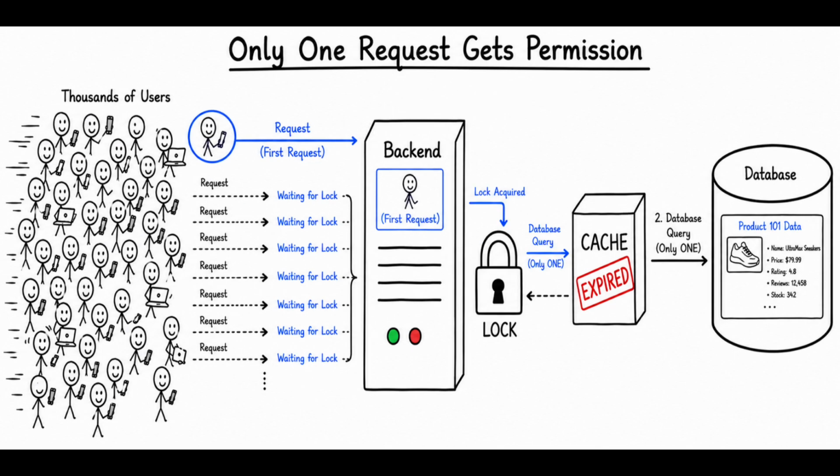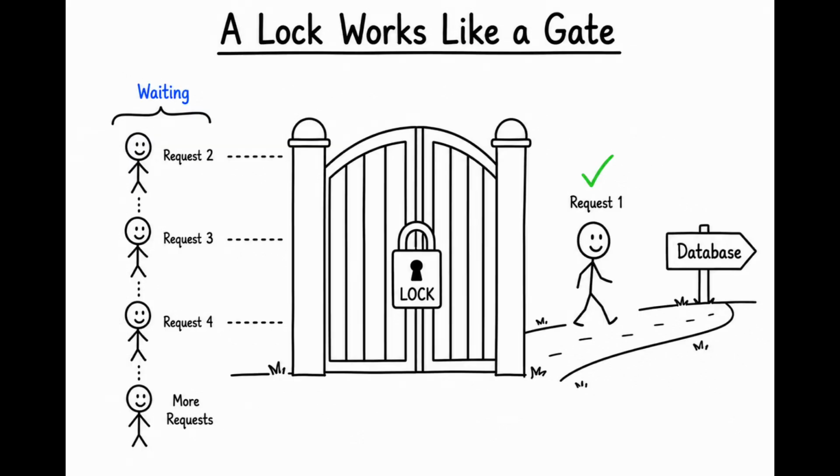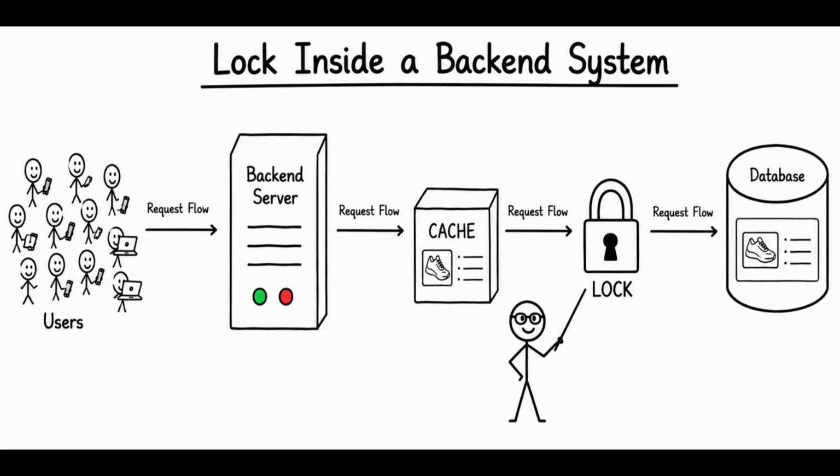That mechanism is called a lock. In simple words, a lock is like a gate. Only one request is allowed to pass through the gate. Every other request must wait until the gate opens again. Now let's understand exactly how this lock works inside a backend system.